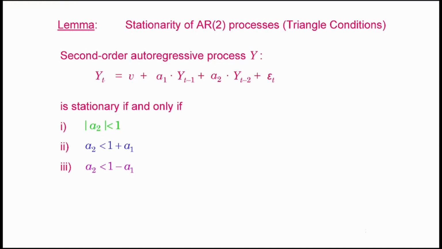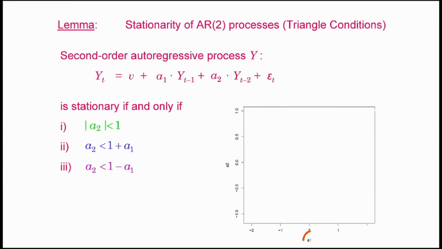These are the triangle conditions. Why is it called triangle conditions? Because if you use those as functions in the a1, a2 plane, so you have these coordinates a1 and a2, the combination is going to result in a triangle. And if you are inside the triangle, not on the triangle, but inside the triangle, then the corresponding process is going to be stationary. Let me show that.